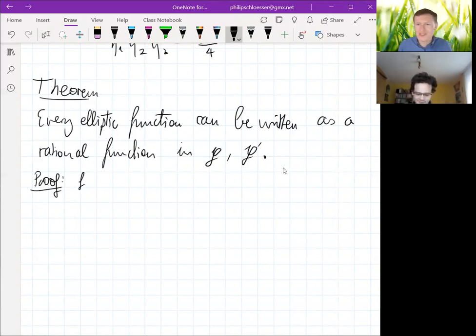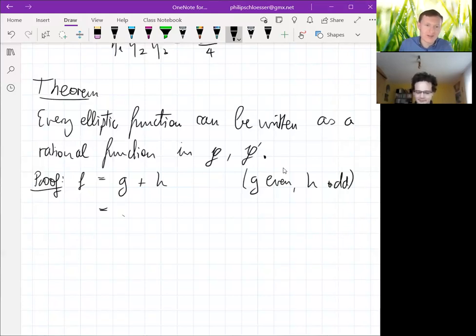Firstly, we split up our function f into an odd and an even function, where g is even and h is odd. I mean, we are working in a field that doesn't have characteristic 2, so everything should be fine and dandy here.